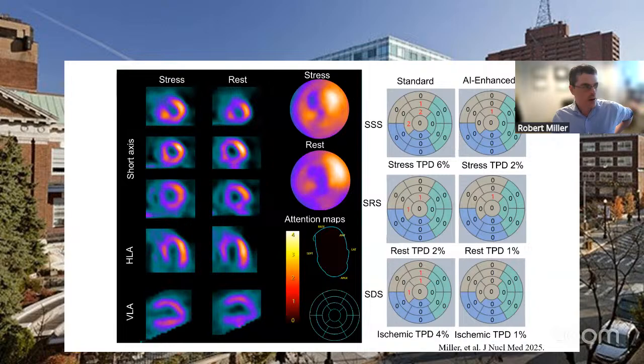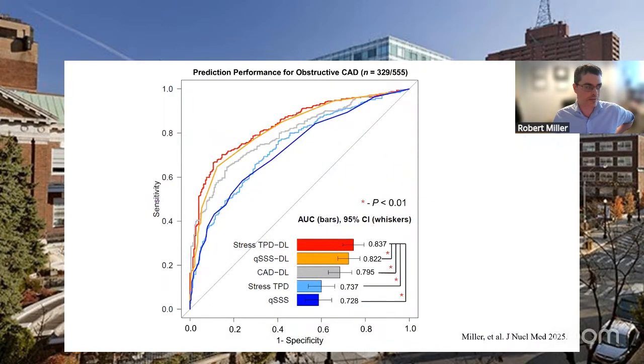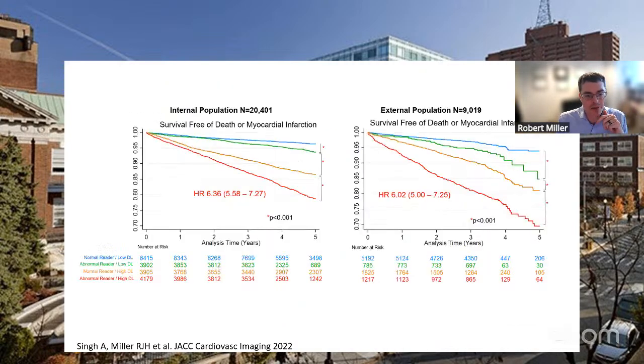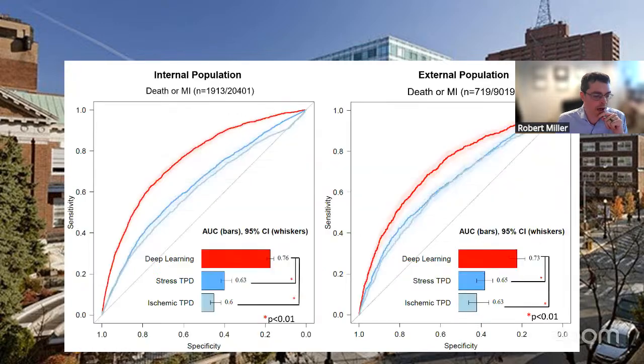I'm going to skip over the case just to do a couple other studies, but the interesting thing from this study is actually the deep learning scores, because they're incorporating both the deep learning model as well as traditional software parameters, actually outperformed the deep learning model by itself, which we were a bit surprised by when we ran the study. But it's probably because it's benefiting from the traditional software-based knowledge of perfusion. You can use these same models to predict risk of death or MI. And again, with quite good risk prediction and improving upon either stress TPD or ischemic TPD.